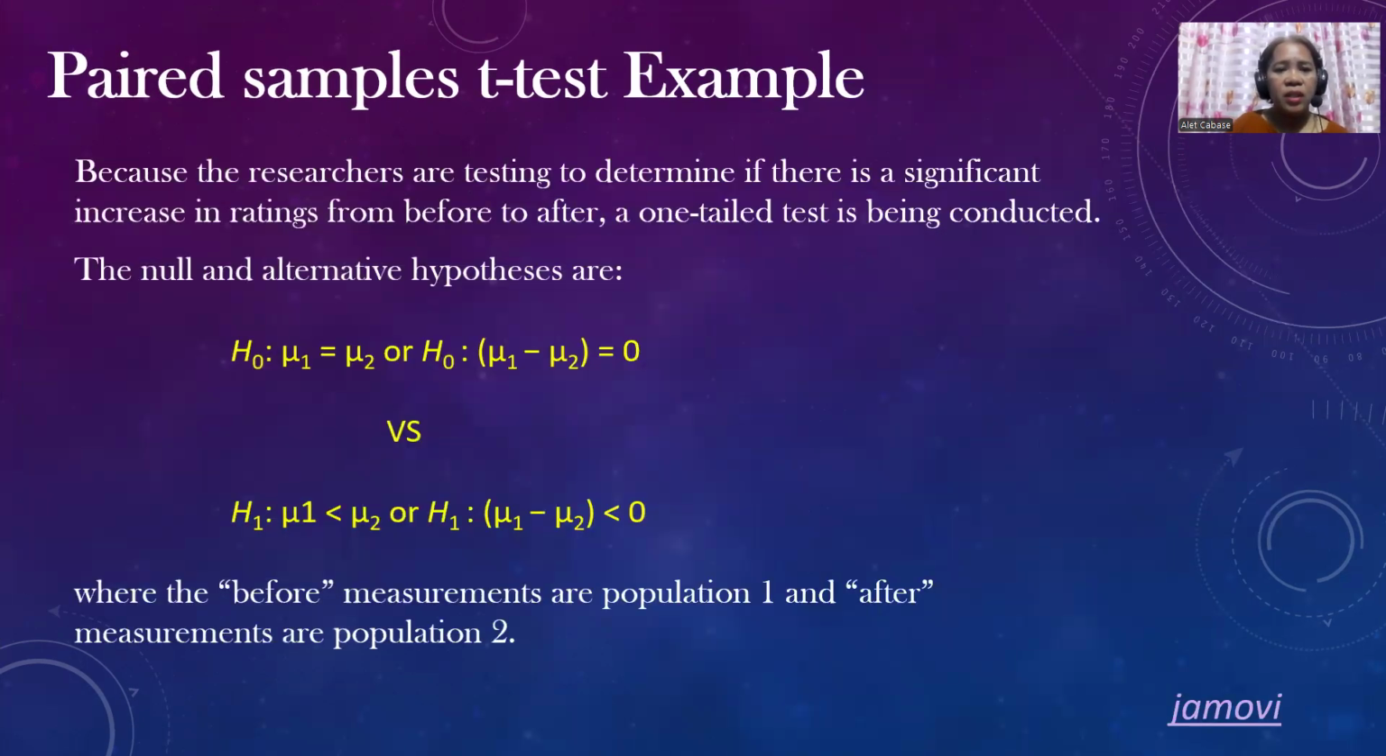So because the researchers are testing to determine if there is a significant increase in ratings from before to after, a one-tailed test is being conducted. The null and alternative hypotheses are: the null hypothesis is that mu1 is equal to mu2, or the difference between mu1 and mu2 is equal to 0. And the alternative hypothesis is that mu1 is less than mu2, or the difference between mu1 and mu2 is less than 0, where the before measurements are population 1 and after measurements are population 2. So now let's go to Jamovi.